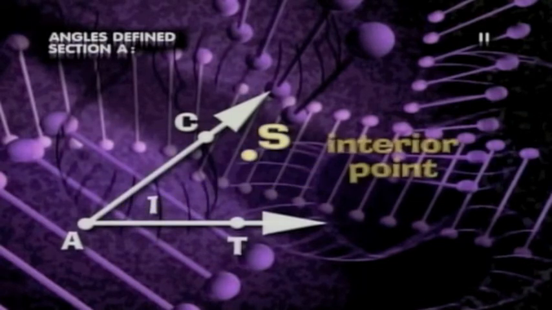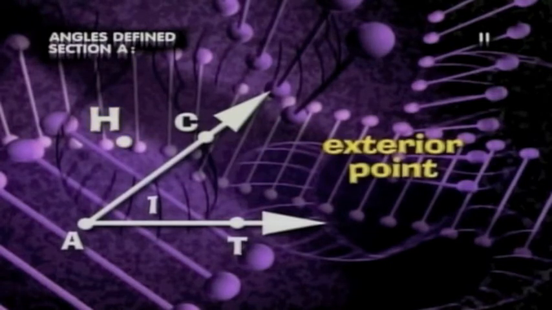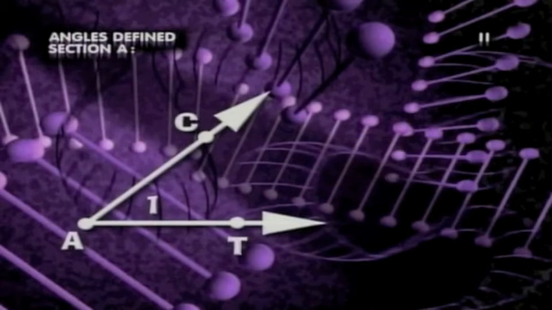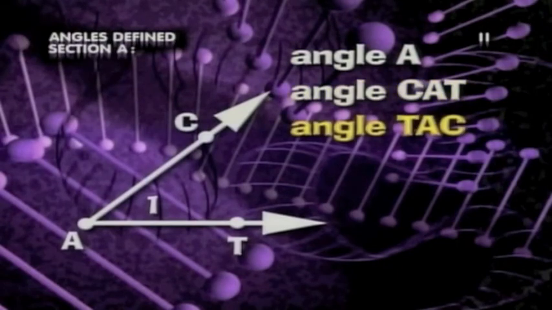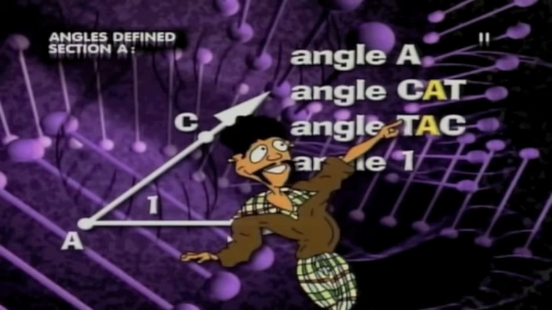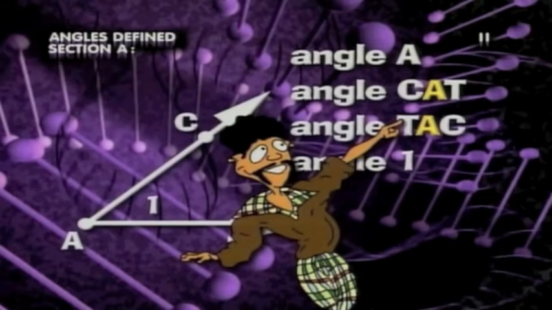Point S is an interior point because it's inside the angle, and point H is an exterior point because it's on the outside. This angle can be named four ways: angle A, angle CAT, angle TAC, or just angle 1. Notice that the vertex A is always listed in the middle of both the CAT and TAC notations.